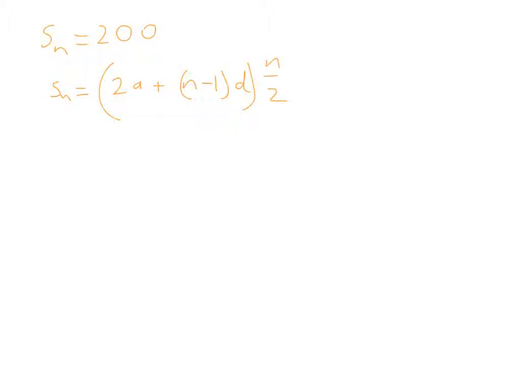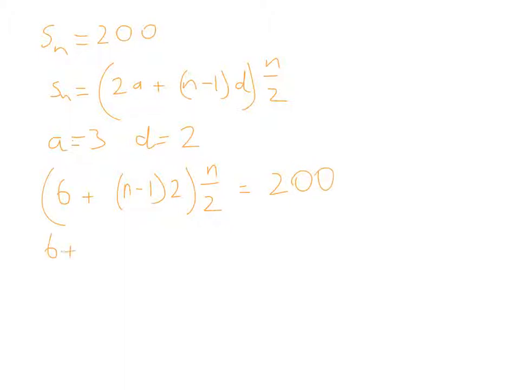Okay, so let's go and work this out here. Once again, we know that a was 3 and we're adding 2 each time. We don't know what n is this time, but we do know the sum of it is 200. So what I'll end up with is 2 times 3 is 6 plus n minus 1 times 2 outside of n on 2 equals 200. Needs a little bit of neatening up here. So I'm going to end up with 6 plus 2n minus 2 outside of n on 2 equals 200.